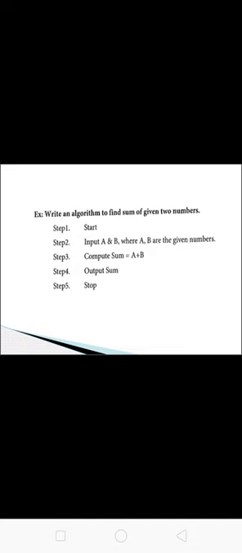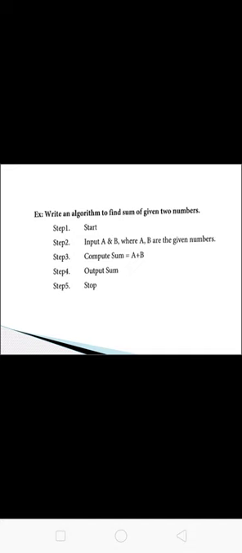Next, this is a simple example for writing an algorithm. Example: write an algorithm to find the sum of two given numbers. The problem is the sum of two numbers. We can write the algorithm step by step in this way. Step 1: start. Step 2: input A and B, where A and B are the given numbers. Step 3: compute sum = A + B. Step 4: output sum. Step 5: stop. This is the procedure to solve a particular problem by using an algorithm.